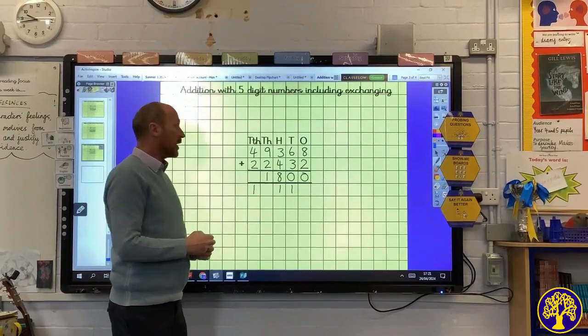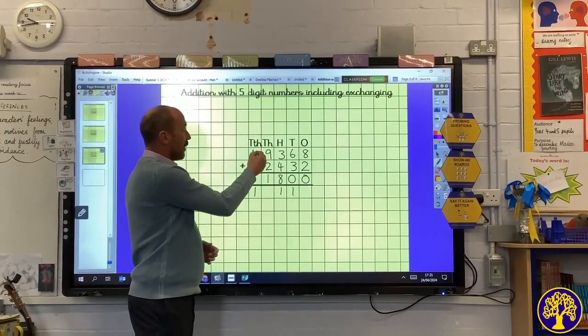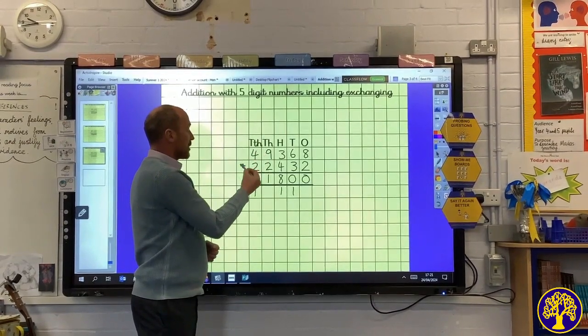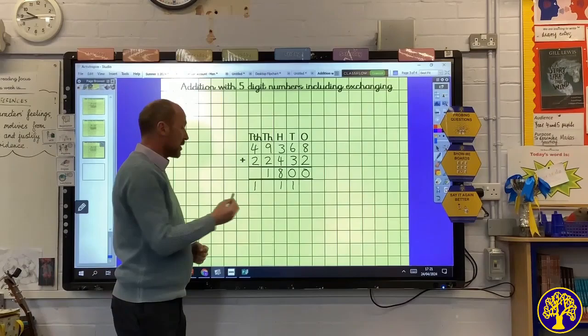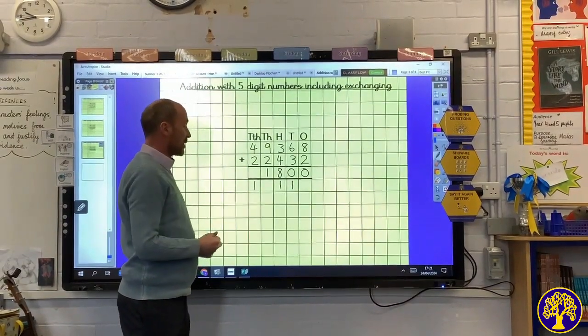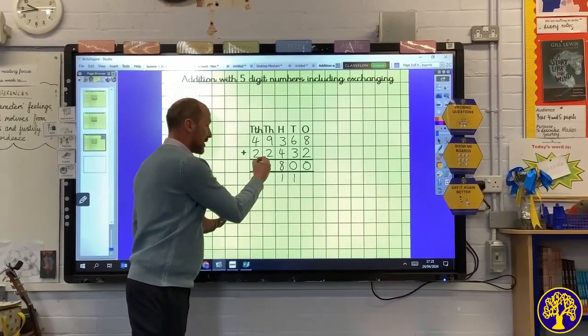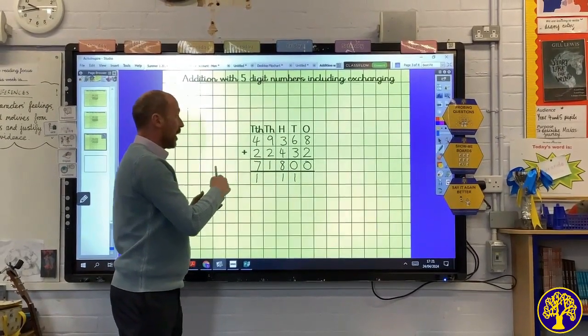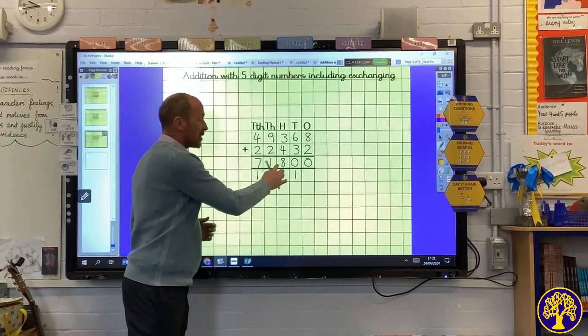Then for the final calculation, I'm going to add my 10,000s column. So 40,000 add 20,000 is 60,000, and that extra 10,000 equals 70,000. So I can put 7 into my 10,000s box because that's 70,000, and then the answer is 71,800.